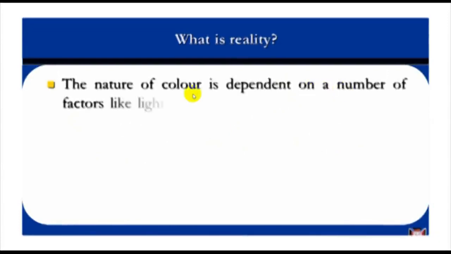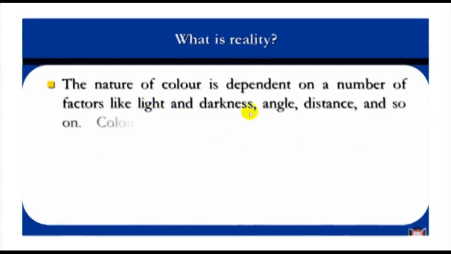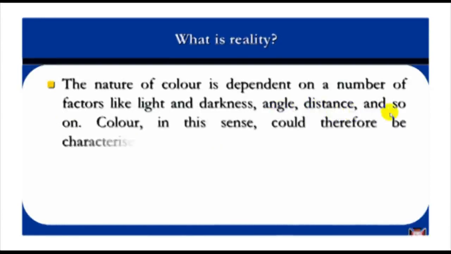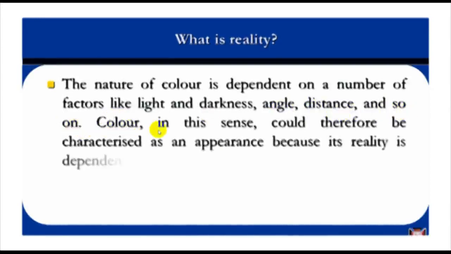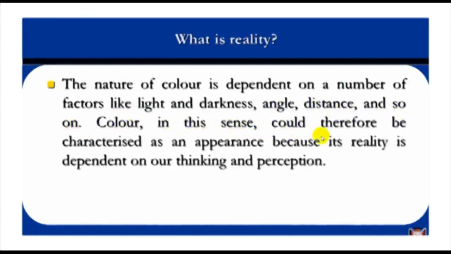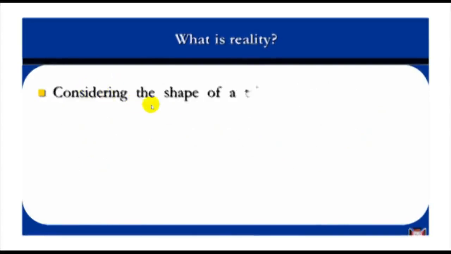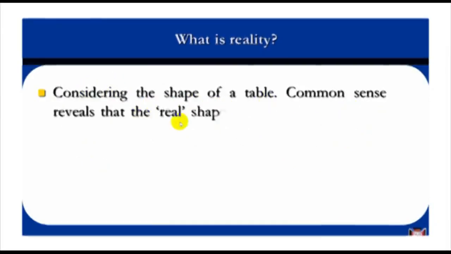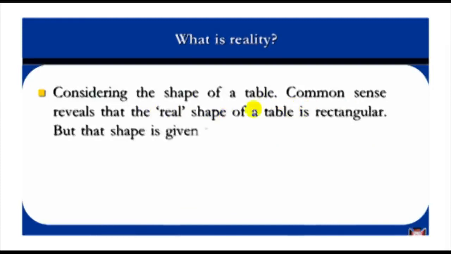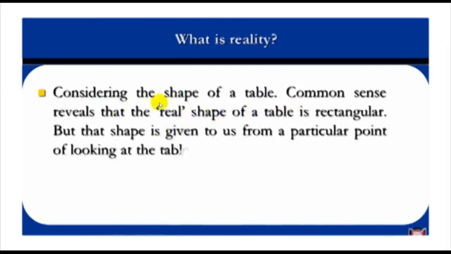The nature of color is dependent on a number of factors like light and darkness, angle, distance, and so on. Color, in this case, could therefore be characterized as an appearance because its reality is dependent on our thinking and perception. The definition of reality and appearance raises several serious problems that will be obvious very soon.